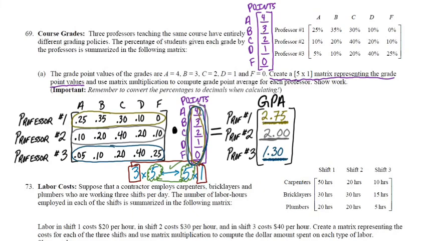All right, we weren't asked to interpret here, but we oftentimes are. If you had to interpret this, you'd say this matrix shows the GPA for each individual professor's course. All right, that is your introduction to actually using matrix multiplication in some real-world applications.